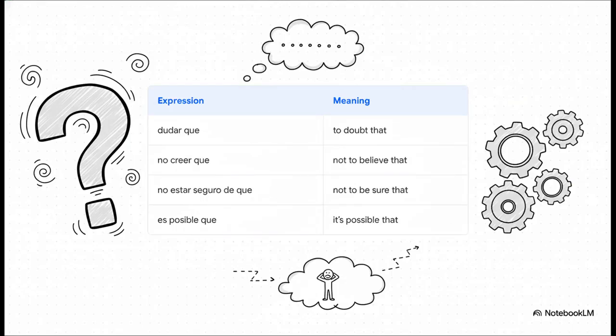And here are some of the heavy hitters. You've got dudar que, to doubt that. We just saw that one. But then you also have no creer que, which is not to believe that. And a huge one is es posible que. It's possible that. Anytime you see one of these, it's like a guaranteed signal. The verb coming up next, it's going to be in the subjunctive. Your main job is just getting these phrases in your brain so you recognize them on sight.